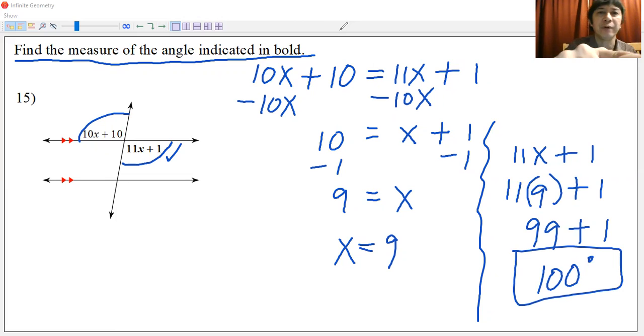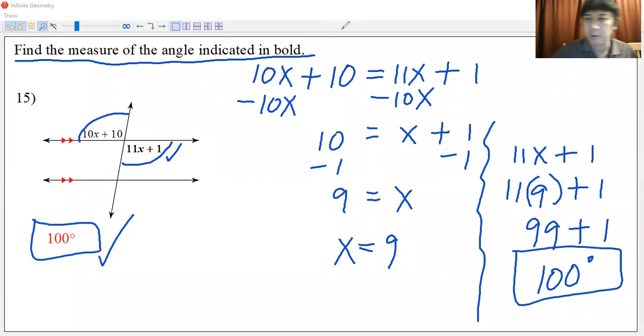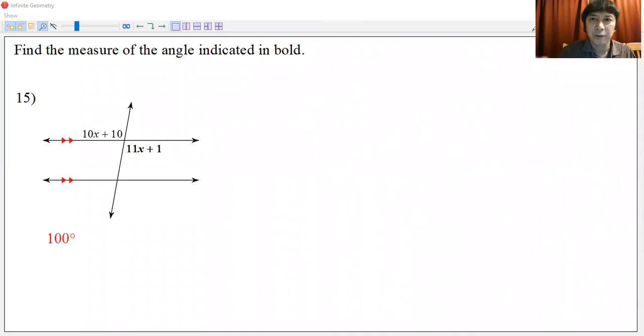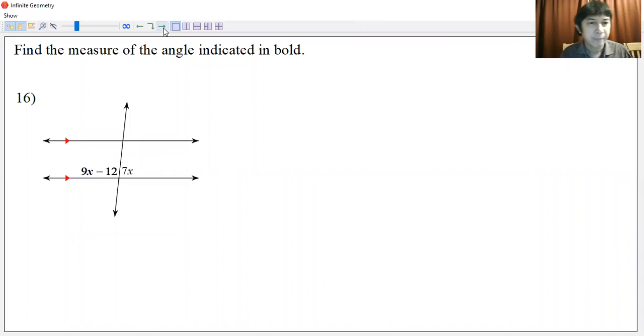All right, we will verify it over here. It's 100, and this is the correct answer. Let's have more. Let's continue with number 16. Okay, let's proceed to number 16.